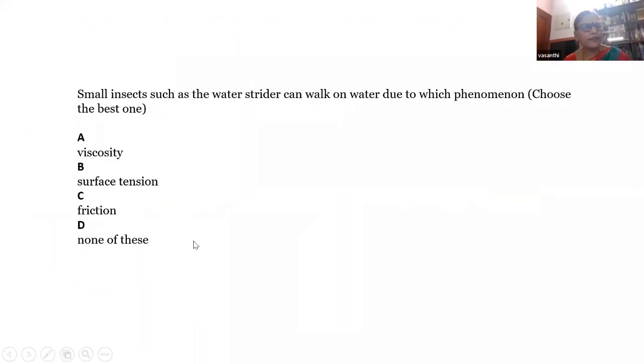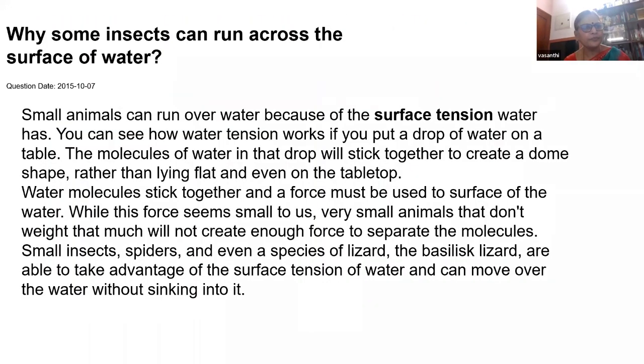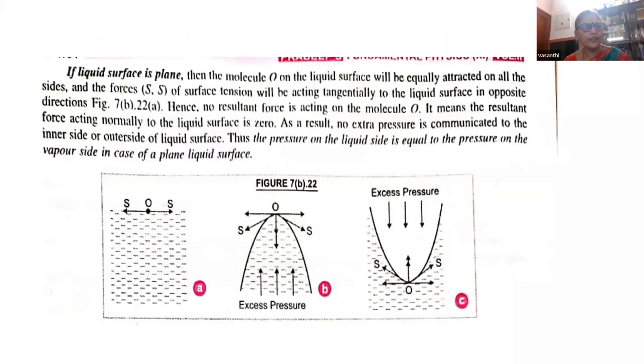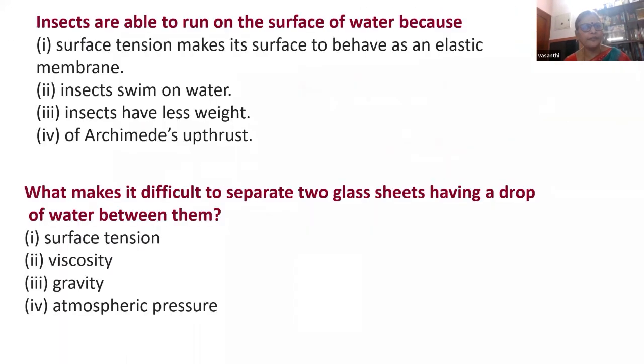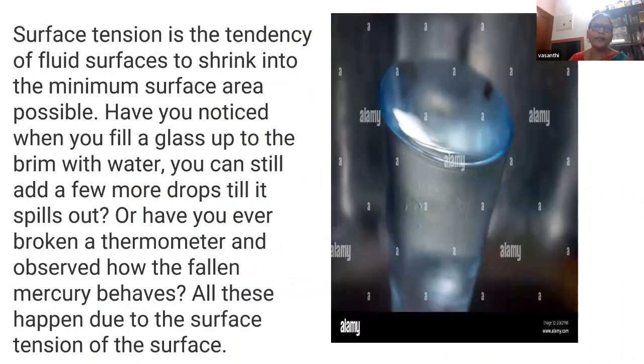Every free surface, you know that surface area should be minimum. Why should it be minimum? Because then only the potential energy will be minimum. Free surface of a liquid tends to attain minimum surface area because of the net downward force. Potential energy is there only for the molecules on the free surface. Every surface of a liquid tends to attain minimum surface area in order to attain stability. So surface tension is the tendency of a fluid surface to shrink into minimum surface.